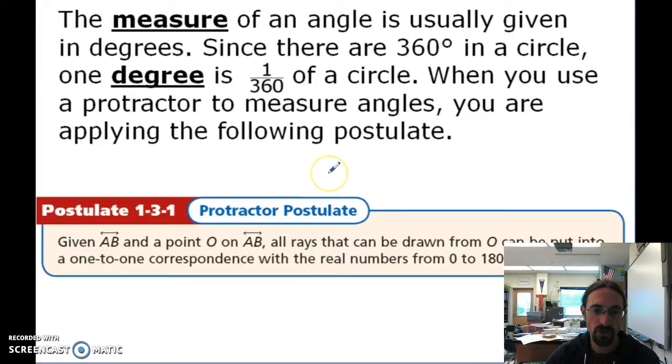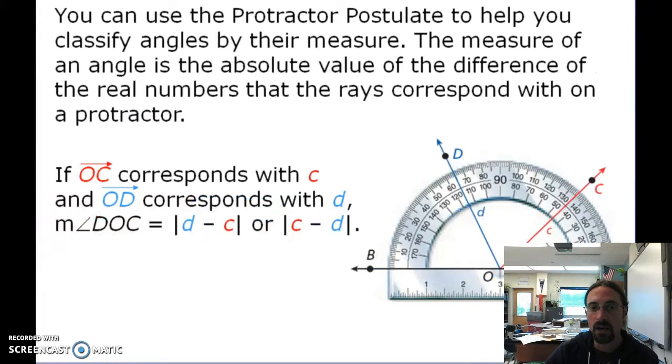Okay, protractor: given line AB and a point O on AB, all rays that can be drawn from O can be put in a 1-to-1 correspondence. Now, you have used these tools before. We're going to review this a little more in class because it's hands-on. But the key here is that you know how to read it, right?